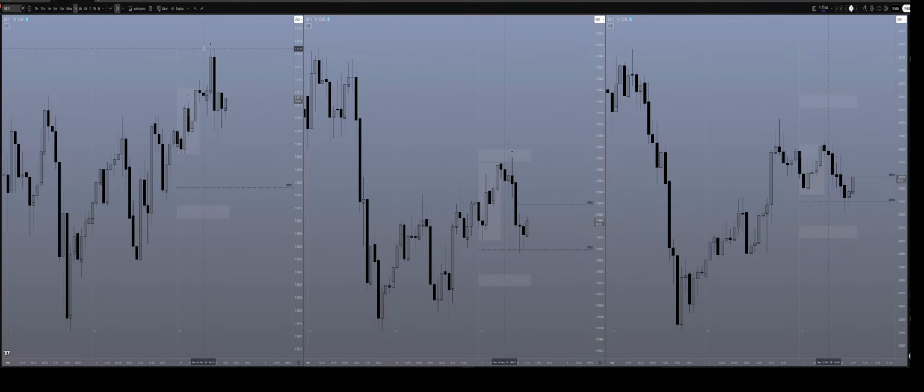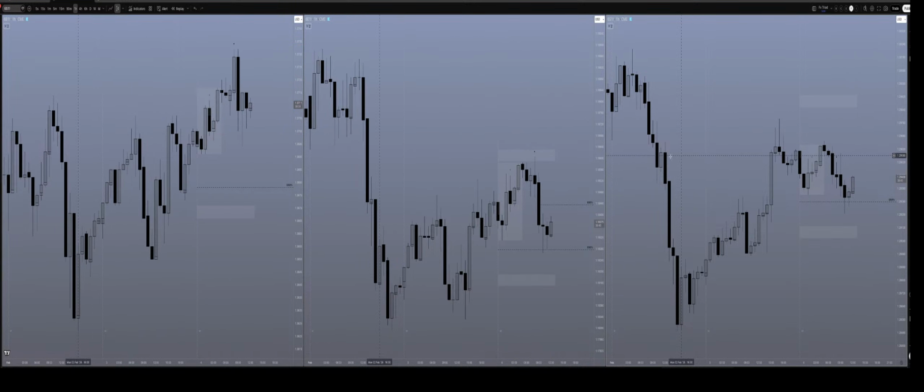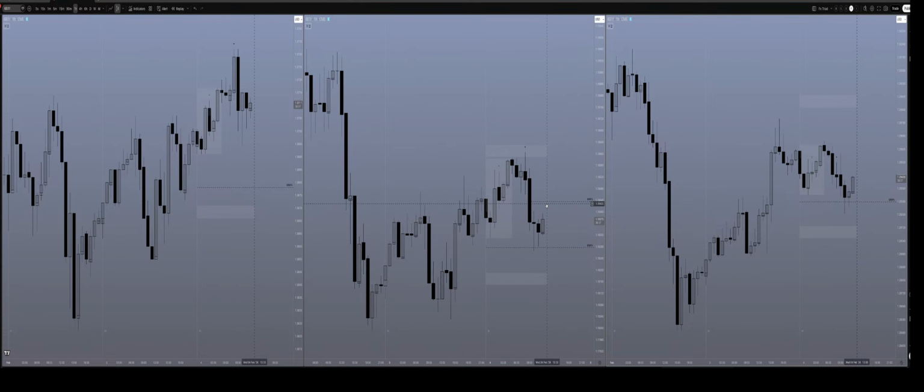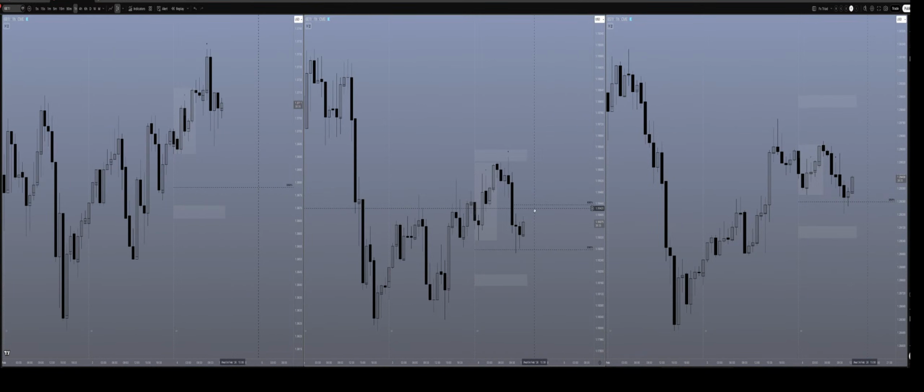Just quickly do 6B. So 6B is above as well. I don't really need to mark that, to be honest. We haven't wicked below any assets. I was just thinking about a continuation. Are we going to continue lower? Because at the moment we're just rejecting the equilibrium. You can clearly see there it's found support at the equilibrium.